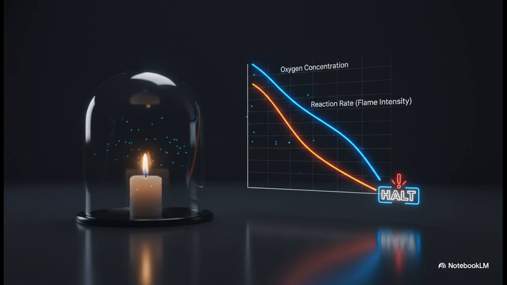Now ask yourself this reflective question. Why does this happen? It's because the oxygen inside that jar, which is a crucial reactant, was constantly being consumed. The second that oxygen concentration dropped, the reaction just halted completely.